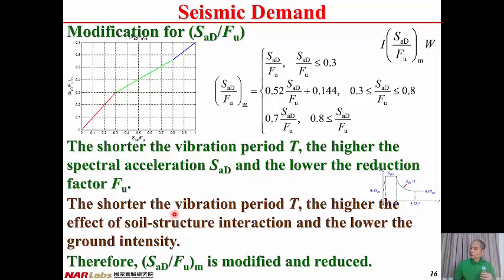And when the vibration period is short enough, the soil structure interaction may be more significant. Therefore, the ground intensity may be lower due to soil structure interaction, so that the ratio SAD divided by Fu is modified and reduced. When the ratio is less than 0.3, no modification. When the ratio is larger than or equal to 0.8, it is reduced to 70%. And then in between, a straight line joins the two endpoints of the two corresponding segments.